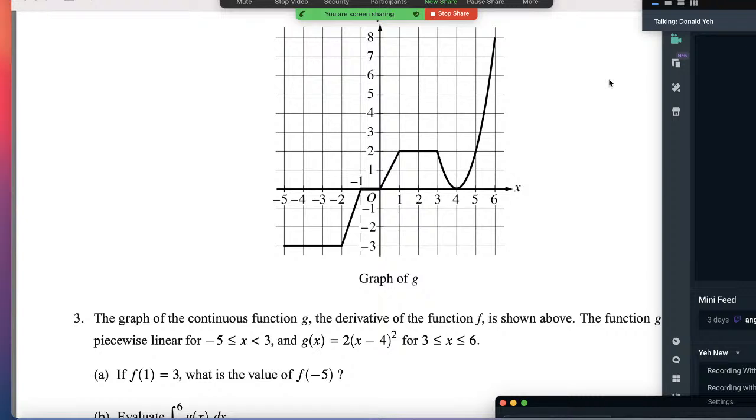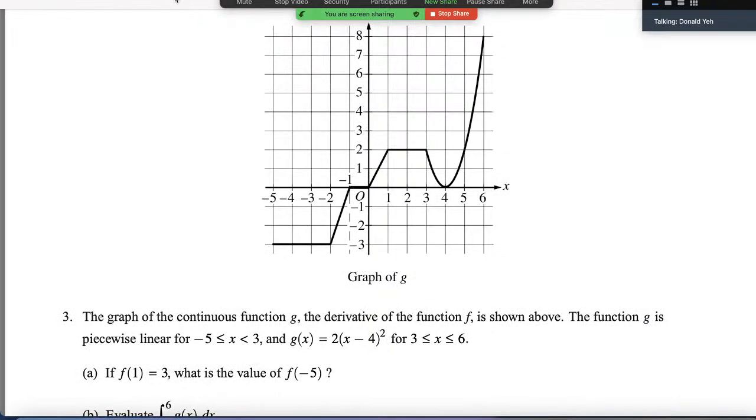So what you're going to do is, this is the function g, right? And if I take the integral of g, that's equal to f. That's the first thing you have to see. They say g is the derivative of function f, shown above. So if you integrate g, that should give me f. So the integration of g of x dx should give me f of x.